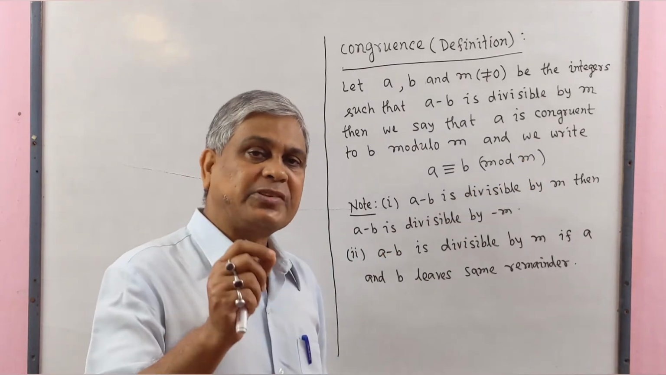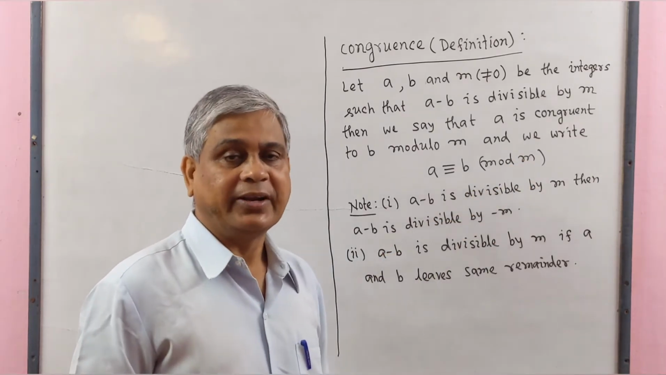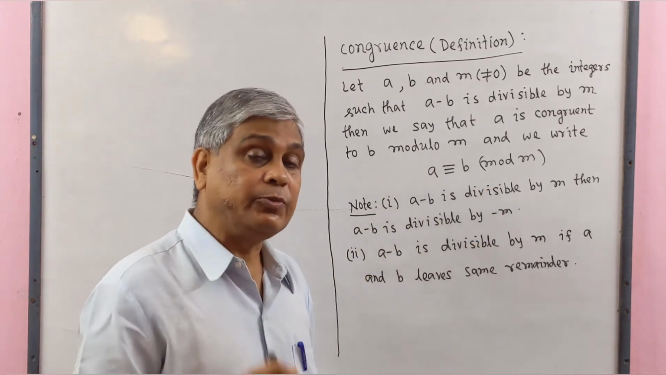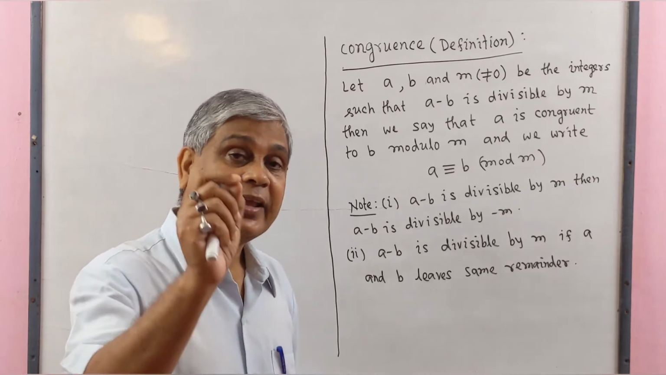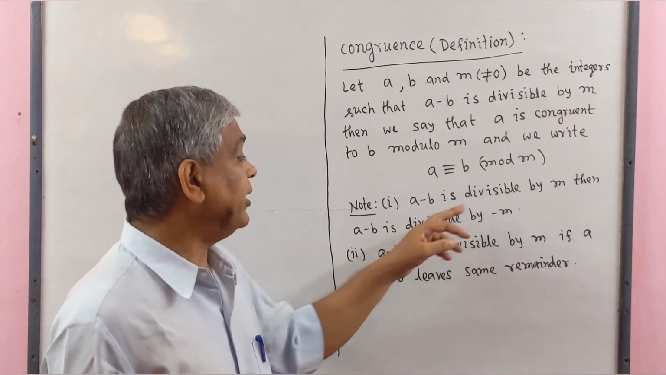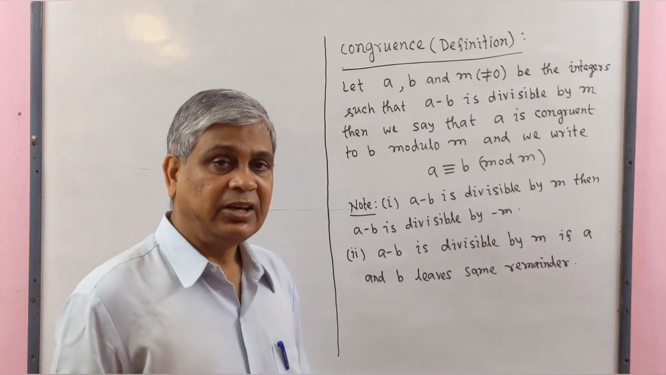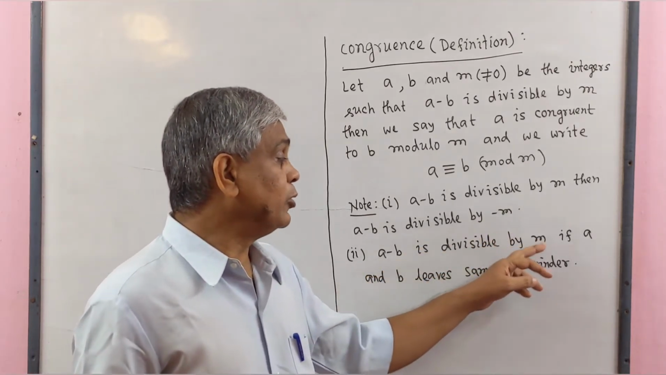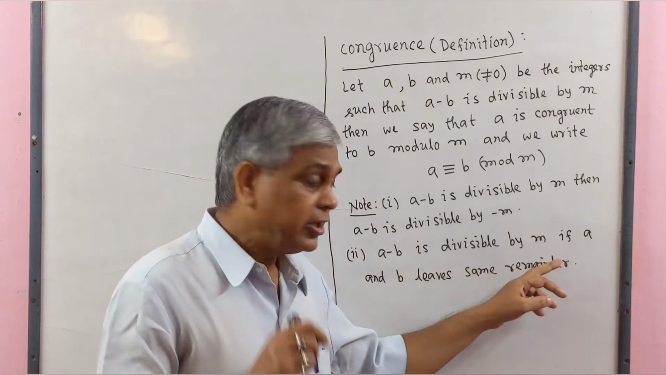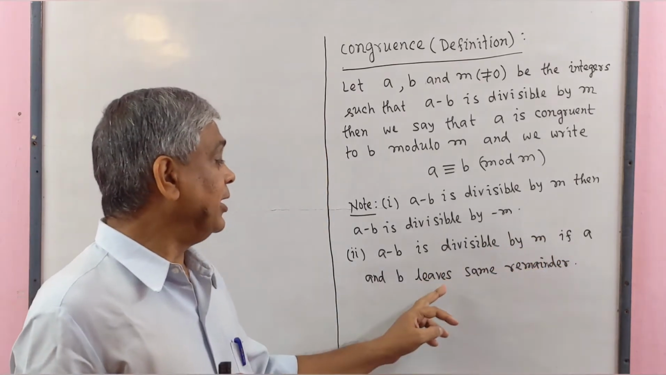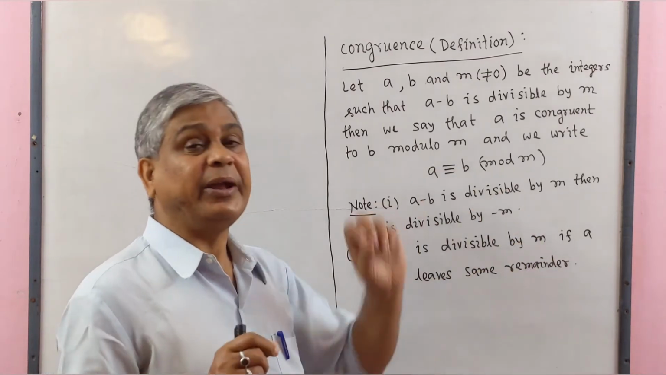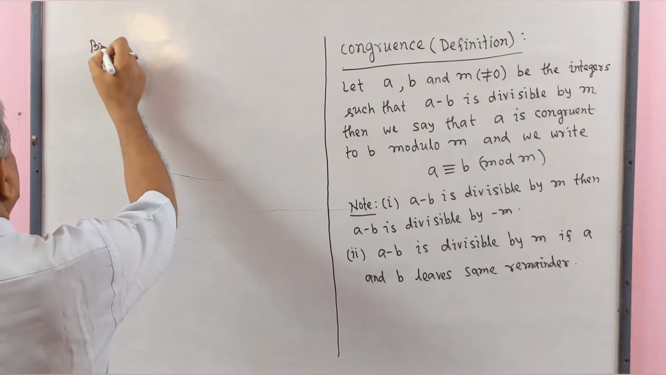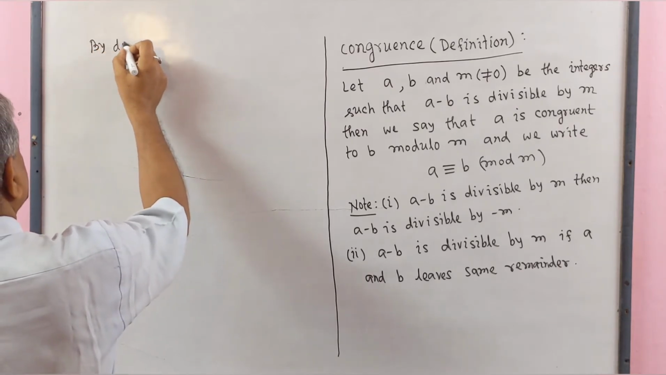Now we have some notes which are very important. Number 1: if a minus b is divisible by m, then a minus b is divisible by minus m. Number 2: a minus b is divisible by m if a and b leave the same remainder. We may check this by the division algorithm.